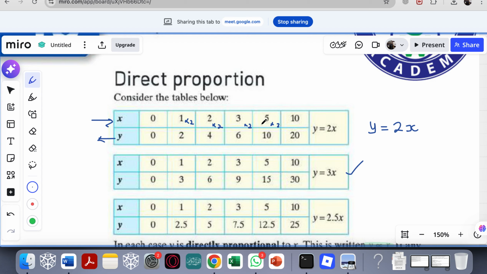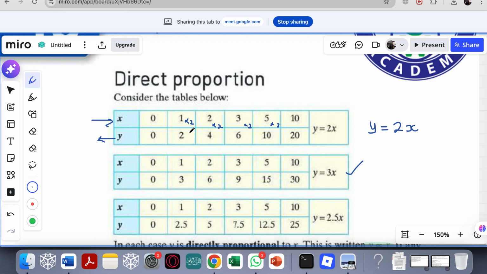X is the input. So this is a relationship with a scale factor, which means if I multiply 1 by 2, I'll get 2. The next value of x is 2, if I multiply 2 by 2, I'll get 4. The next value of x is 3, 3 times 2, I'll get 6. The next value is 5, 5 times 2, I get 10. 10 times 2, I'll get 20.